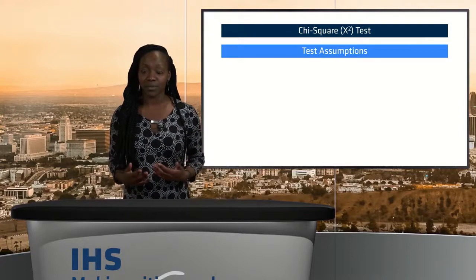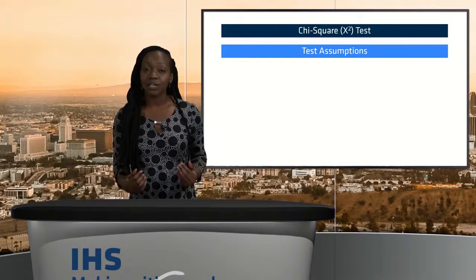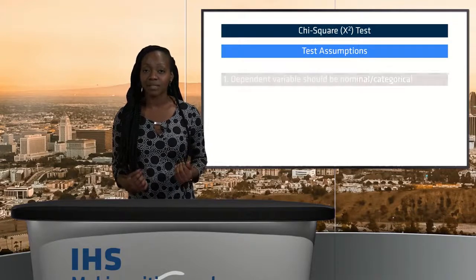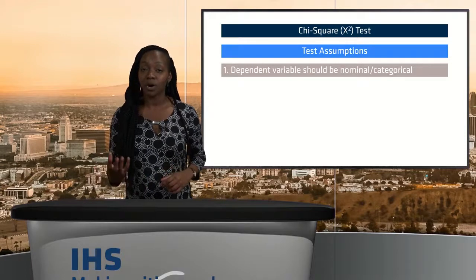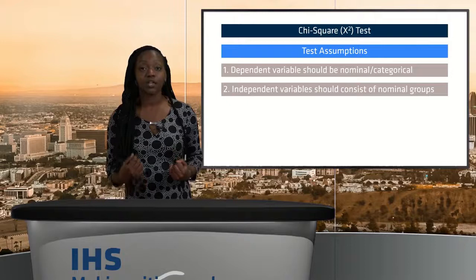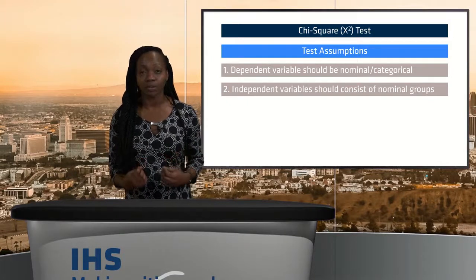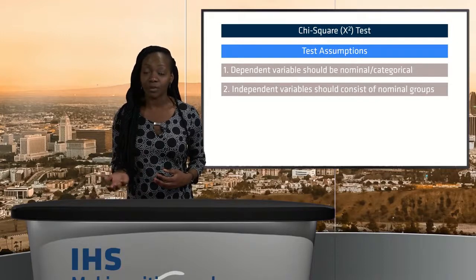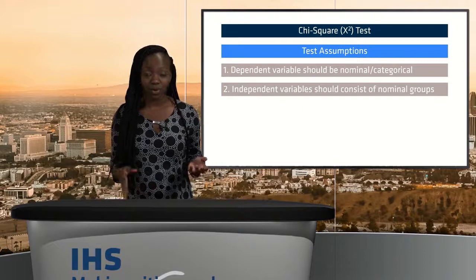Let us begin with the chi-square test. Before performing this test, there are various conditions that should be met. The first is that your dependent variable should be nominal or categorical. Secondly, your independent variables should consist of nominal groups, for example, male or female, employed or unemployed, yes or no, and so on.